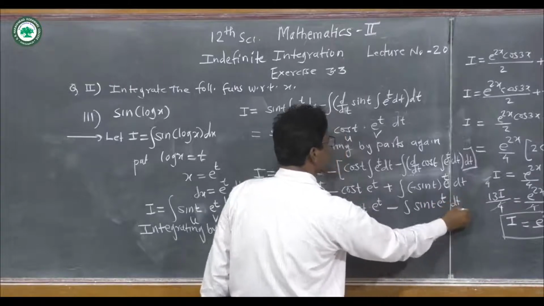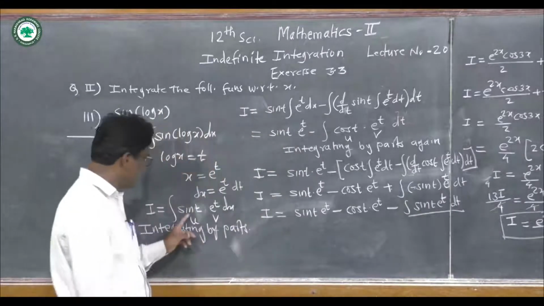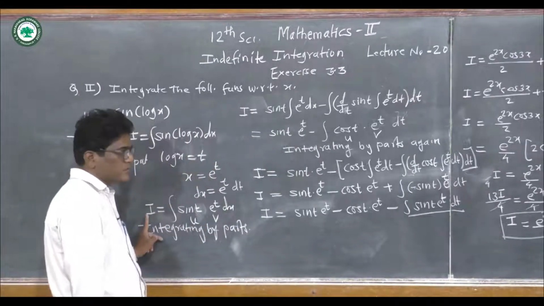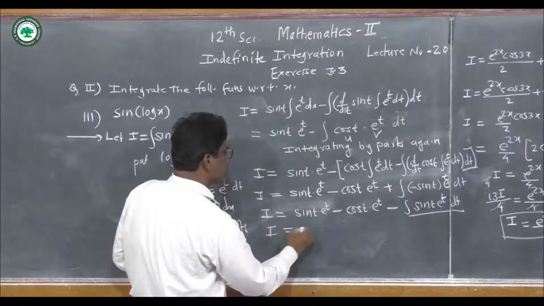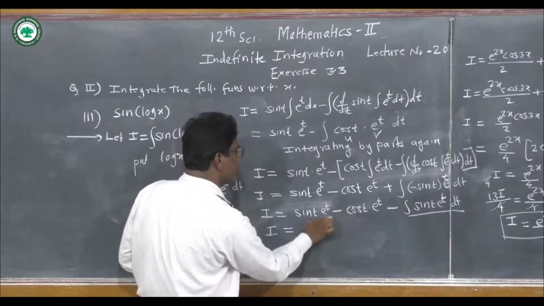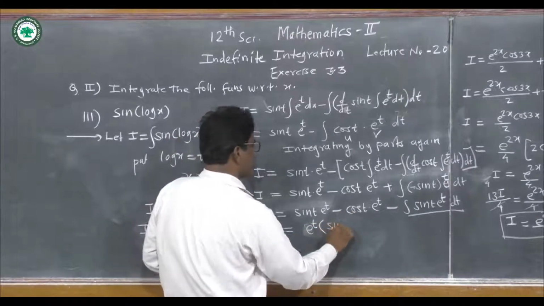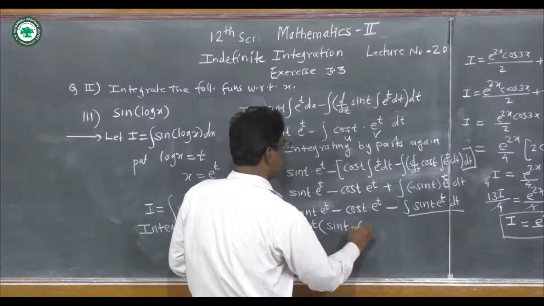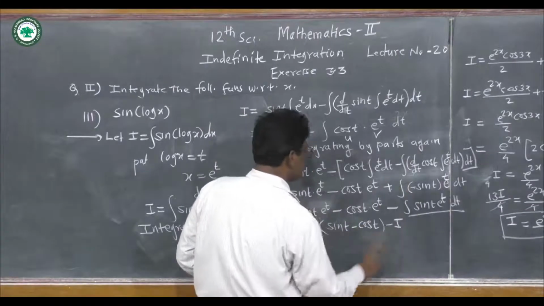And now observe this integration of sin t e to the power t dt, it is nothing but I. So we write for this as I. So I is equal to sin of t, here we take e to the power t common, so e to the power t in the bracket sin t minus cos of t, and this minus I.